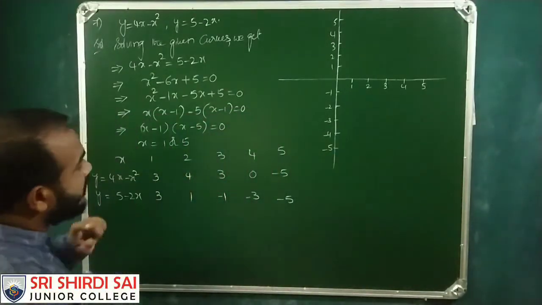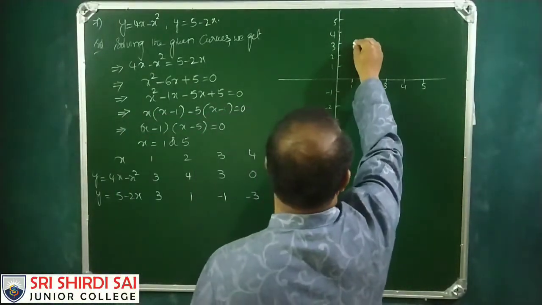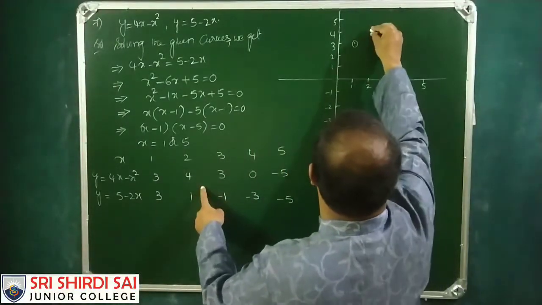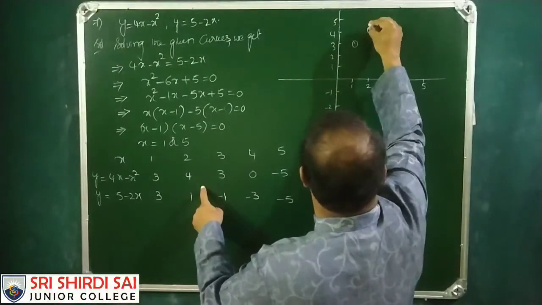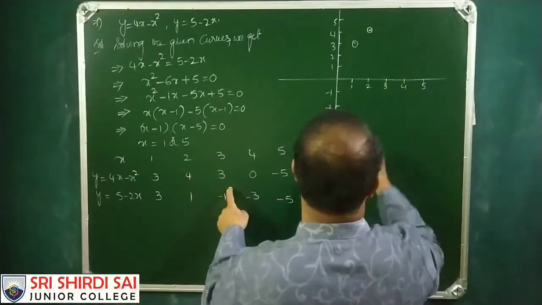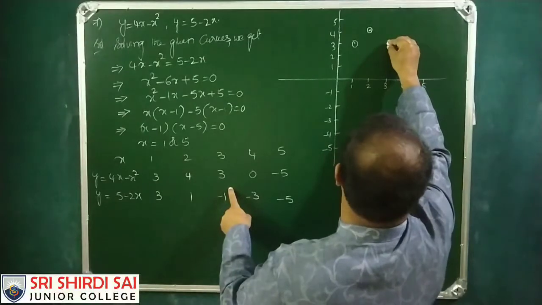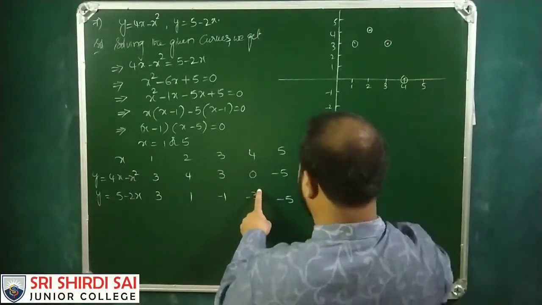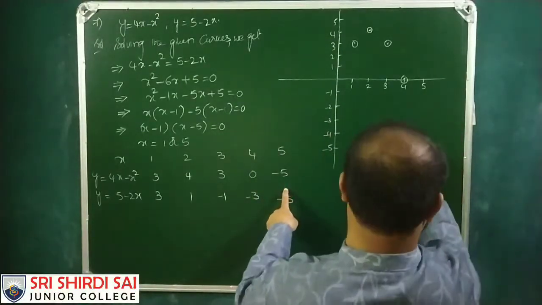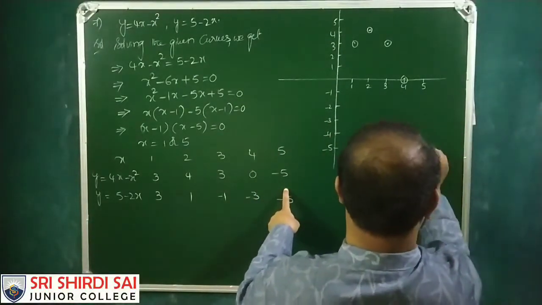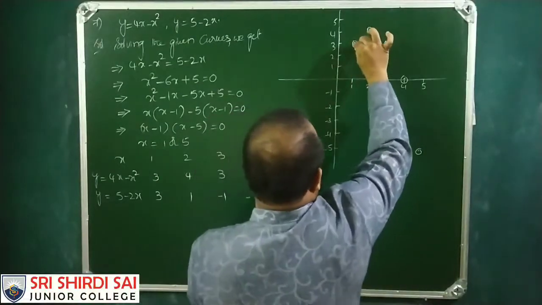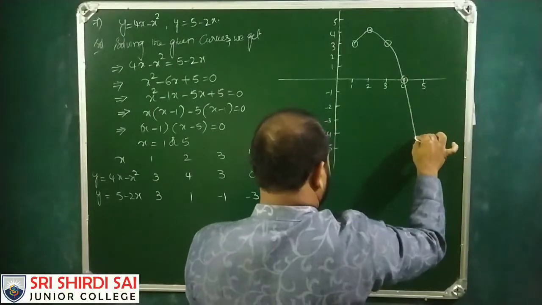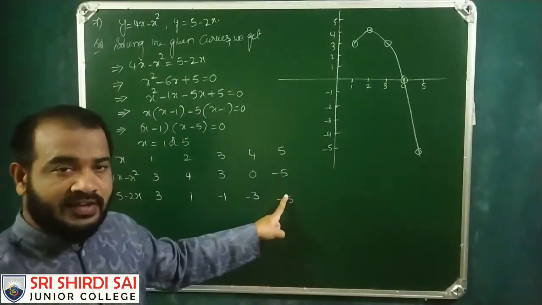Now 1 comma 3, 1 3 will be at this point. 2 4, 2 4 is this point. Next 3 3, 3 3 is this point. 4 0, 5 minus 5, 5 minus 5 is somewhere here. Okay, so you join this. So this is what we get.